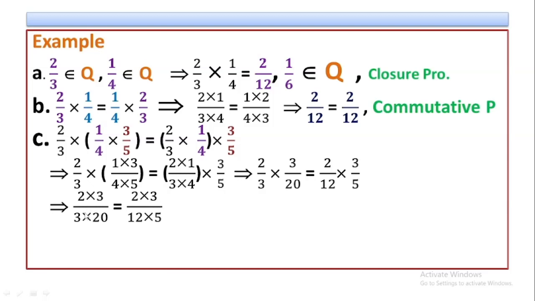Finally, we can compare the result of the right and the result of the left. We get the same result, 6 over 60 and 6 over 60. The right side and the left side are equal. Therefore, we can say this property is said to be the associative property.